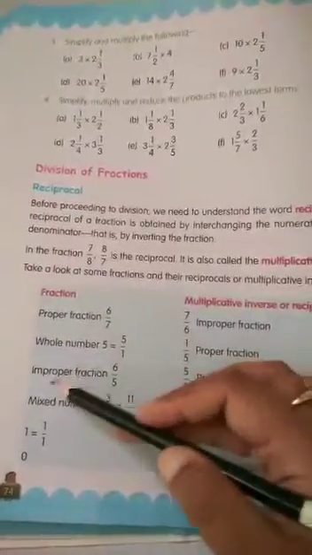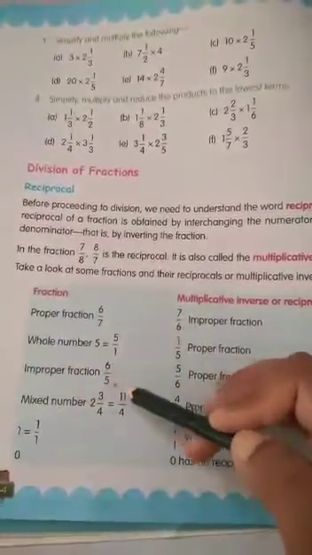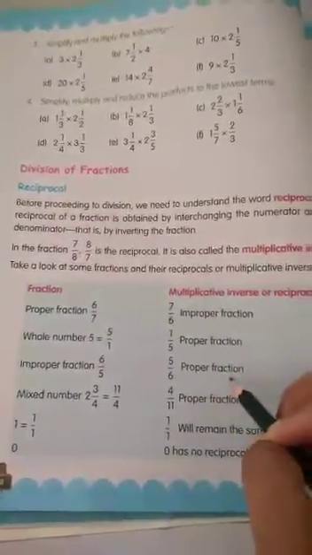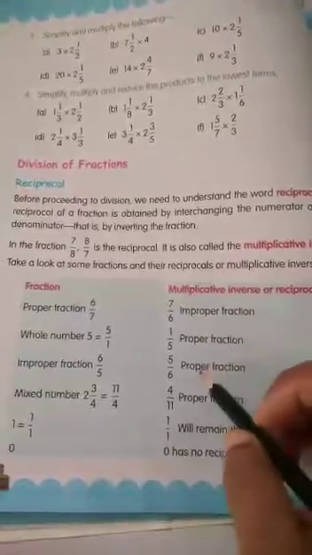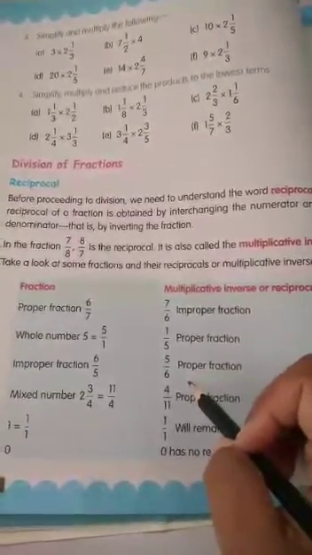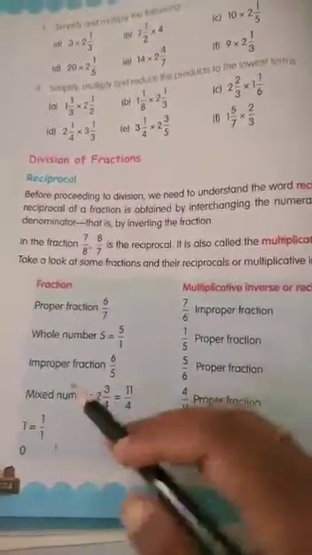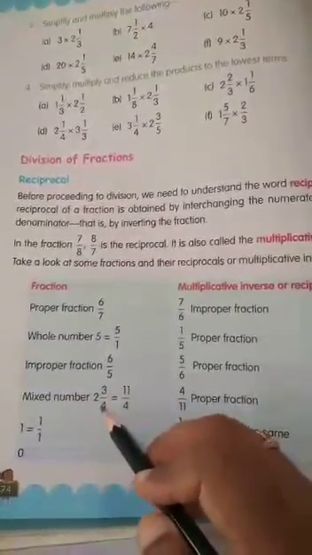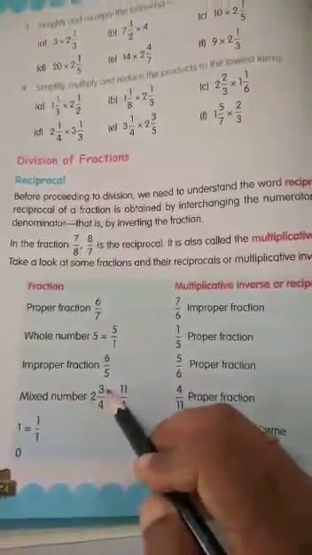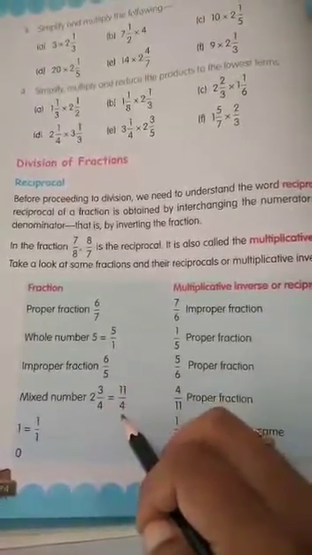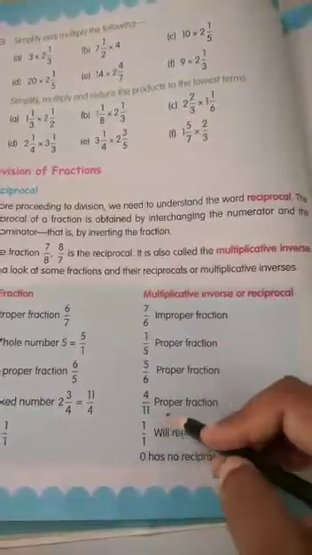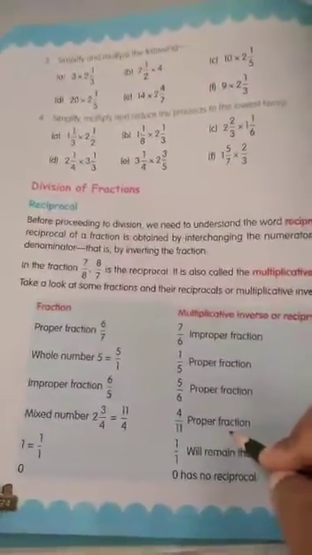Next, the improper fraction 6 by 5; 5 by 6 is a proper fraction. What we are doing here is taking the reciprocal. We are interchanging the numerator and denominator. So this is the mixed number 2 3 by 4. 4 2s are 8, 8 plus 3 is 11, 11 by 4. So the multiplicative inverse is 4 by 11. So this is a proper fraction.